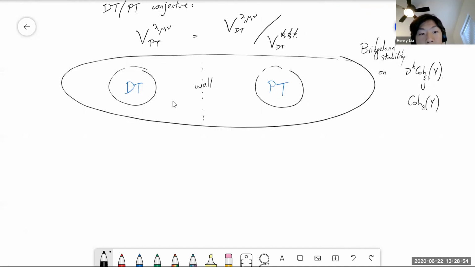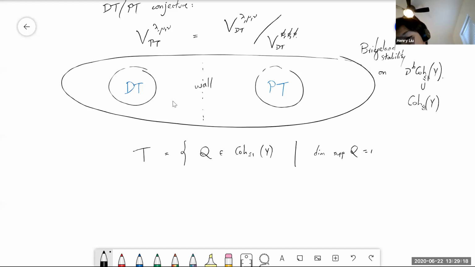And so here, you can phrase PT theory in the following way. You can say, I'll write down a subcategory T. This is called the torsion subcategory. This is all one-dimensional sheaves on Y which are actually zero-dimensional. Sorry. Okay.